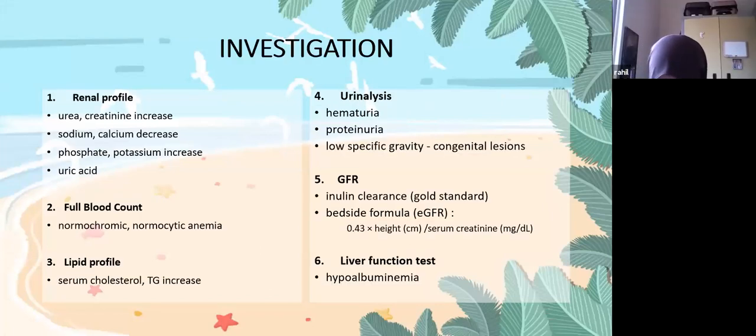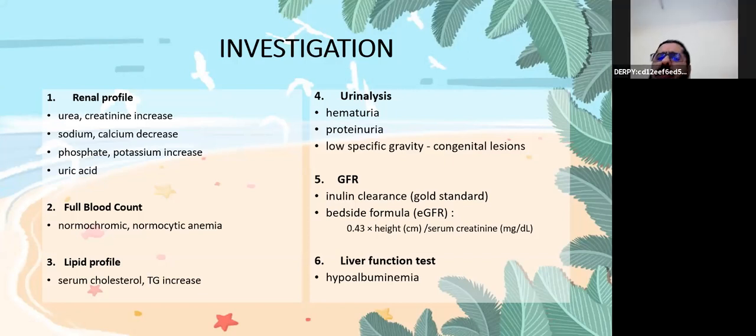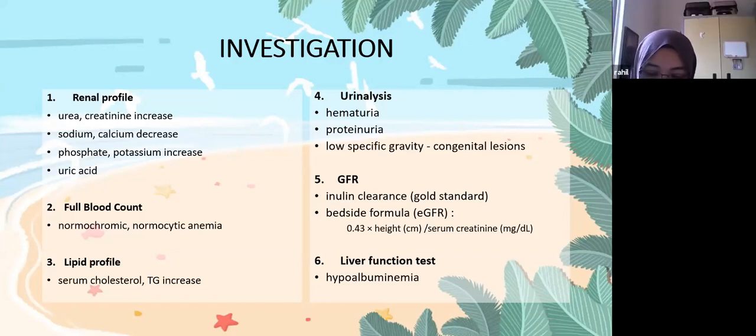investigation. For laboratory investigation, firstly the renal profile, where we can see the urea and creatinine will be increased, and there will also be hyponatremia, hypocalcemia, hyperphosphatemia, and hyperkalemia. The same thing which happens in the acute happens in the chronic. And then uric acid will be elevated.